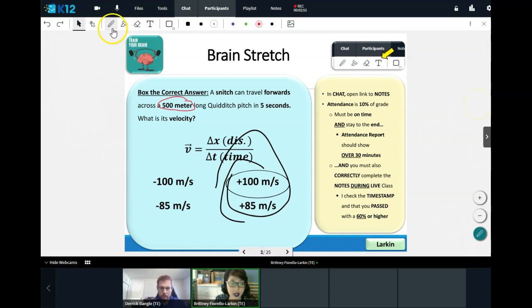Thank you, Lena. Yeah, so this one is going to be our distance or displacement, which we could label as delta x, just meaning change in position. Again, that's either distance or displacement.